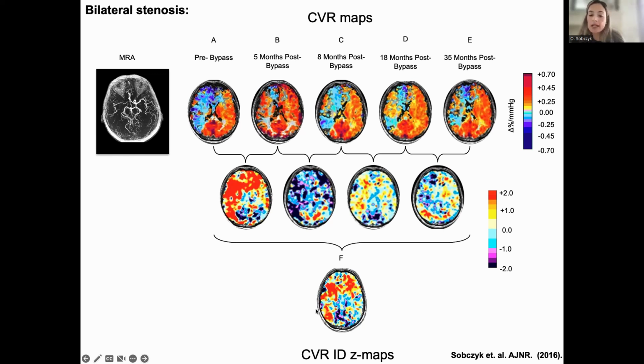So the application of ID Z maps enables a quantitative study of the natural history of cerebrovascular disease in response to treatment.